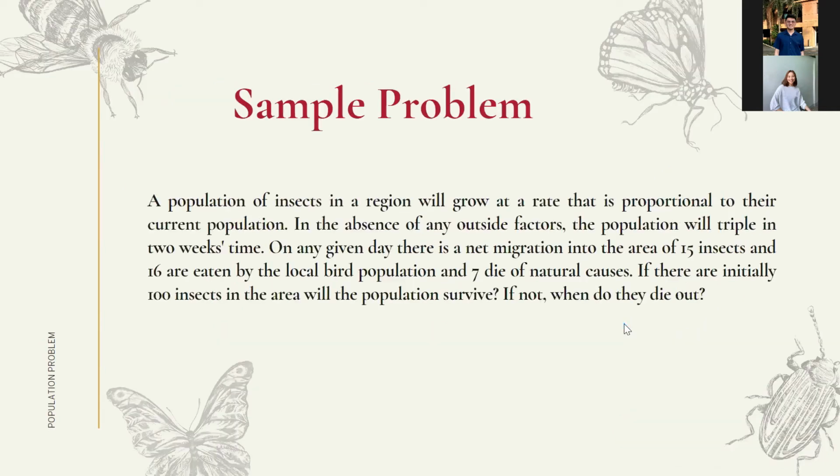We are given this problem to better learn about the concept of population. A population of insects in a region will grow at a rate that is proportional to their current population. In the absence of any outside factors, the population will triple in 2 weeks' time. On any given day, there is a net migration into the area of 15 insects, 16 are eaten by the local bird population, and 7 die of natural causes. If there are initially 100 insects in the area, will the population survive? If not, when do they die out?